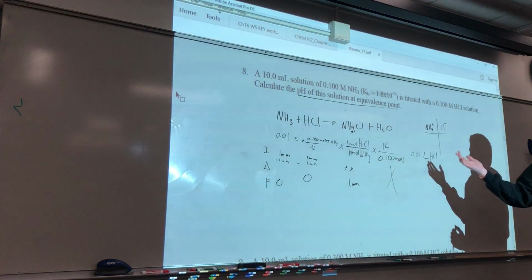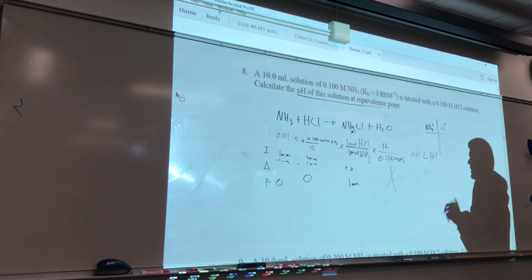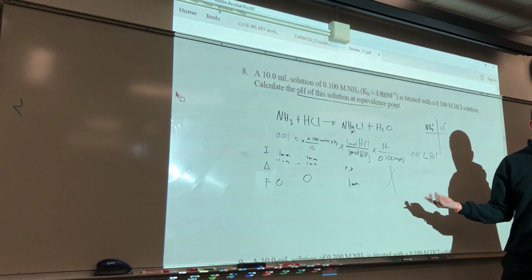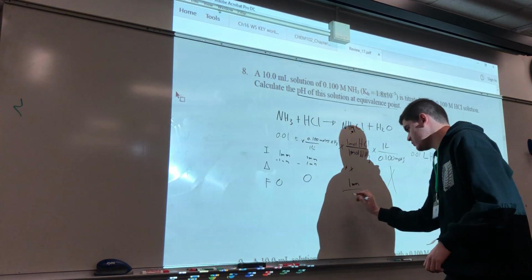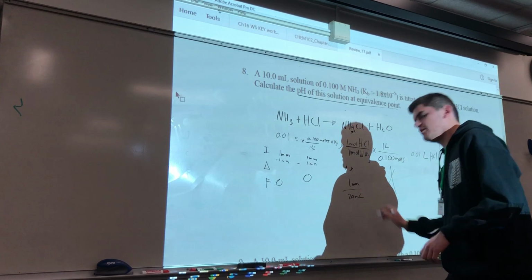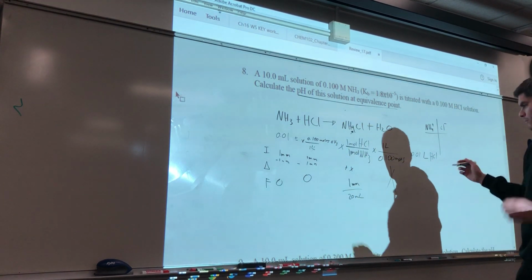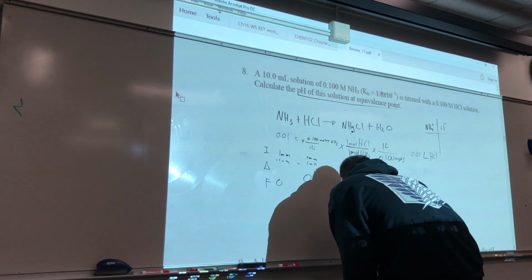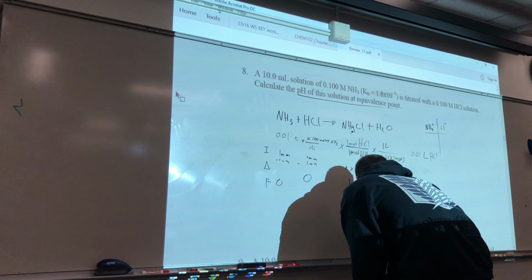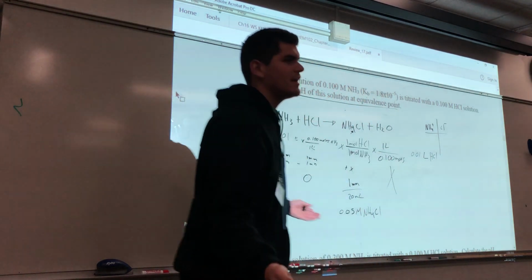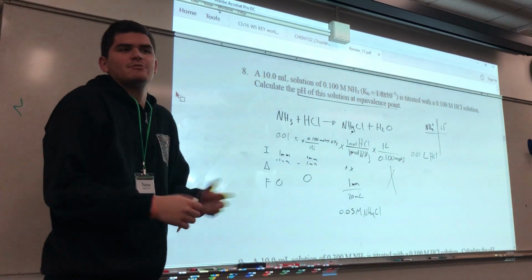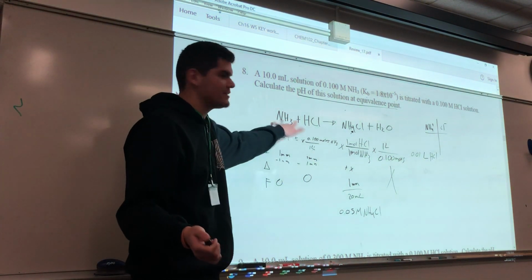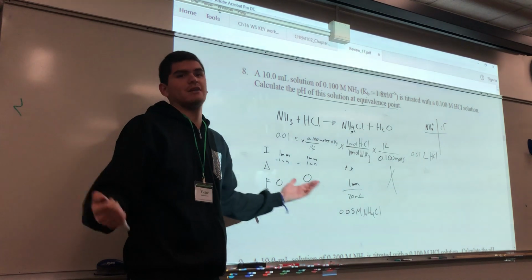We want to find the pH of the solution. So we get this concentration, right? We have the millimoles and we have the total volume, which is 20 milliliters. So we divide this by 20, and that should give me 0.05 molar NH4Cl, right? In this case, we can't do the Henderson-Hasselbalch, right? We have no more conjugate acid, so we can't do Henderson-Hasselbalch.